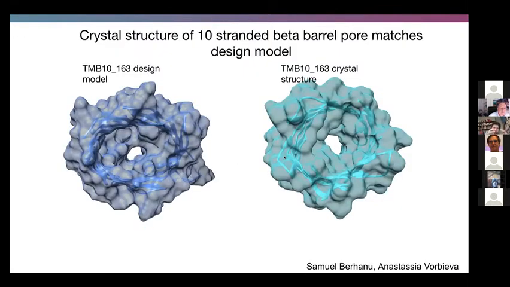We can also make proteins with larger pores that are in membranes. Here is a protein made out of beta strands, which has a sizable pore in the middle. This is the design model, and this is the crystal structure. And we can now make these pores bigger and bigger, and this is very interesting for a pretty wide range of applications, ranging from DNA sequencing to protein sequencing to just simply selective filtration, because we can modify the lining of these pores.